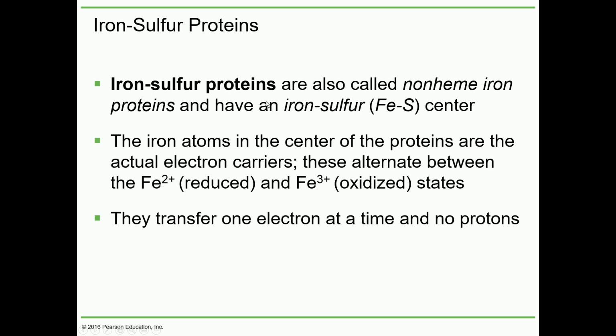Then we have iron sulfur proteins. They are also called non-heme iron proteins, and they have iron sulfur as the center. So the prosthetic group is iron and sulfur. And the iron atoms in the center of the proteins are the actual electron carriers, and they alternate between Fe plus 2 and Fe plus 3 states. When they are in plus 2 state, they are reduced, and when they are in plus 3 state, they are oxidized. So they can transfer one electron at a time and no protons.